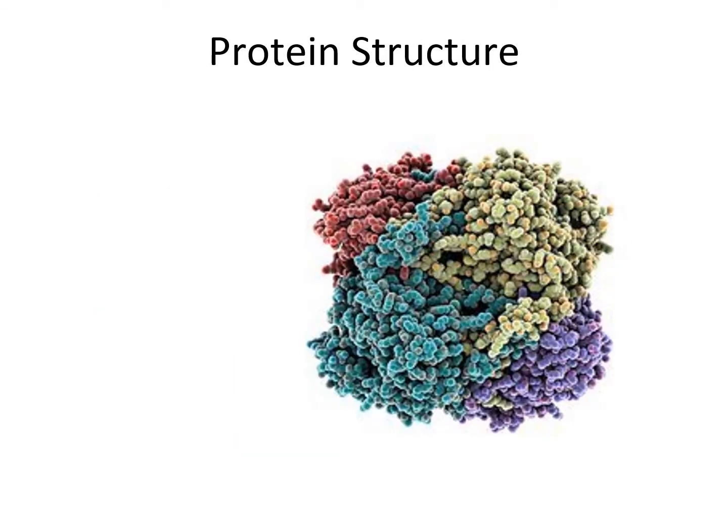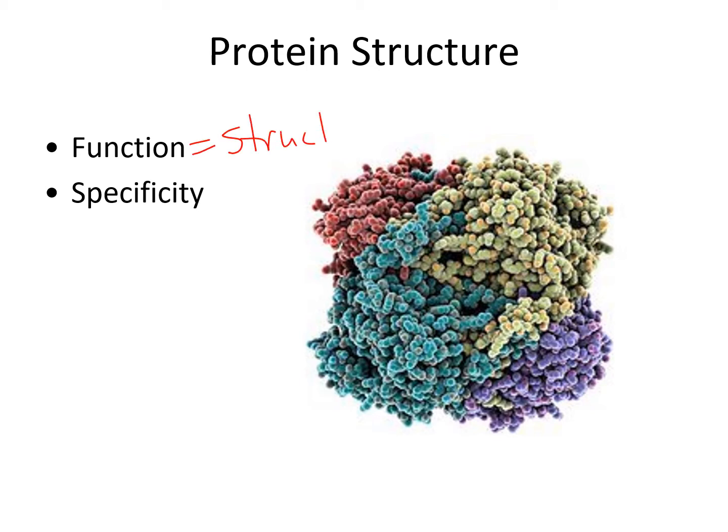Enzymes are proteins, and protein structure is very important to how enzymes function and to their specificity. So when we talk about proteins and their function, we say their function equals their structure. And we say this because any change in structure will change the function. And this is true about enzymes. Any change in their structure will change their function. Also, protein structure relates to the specificity of enzymes.